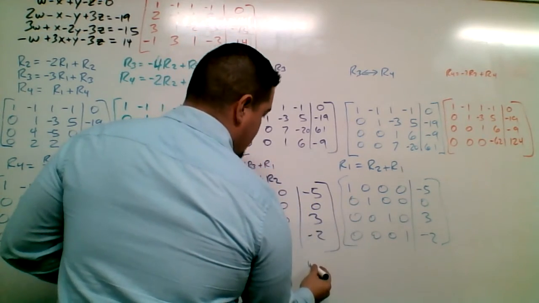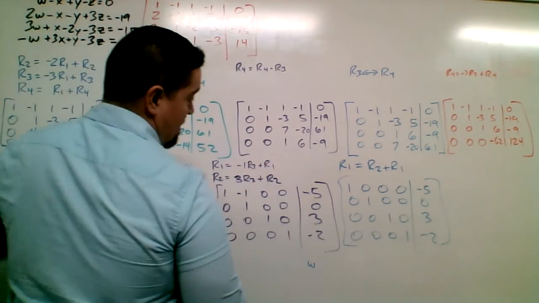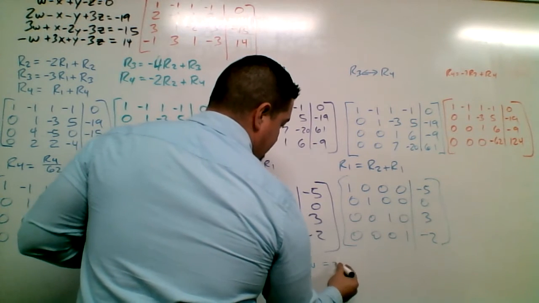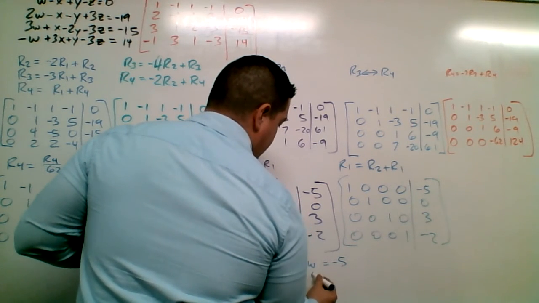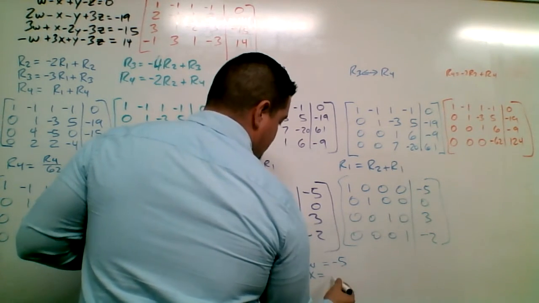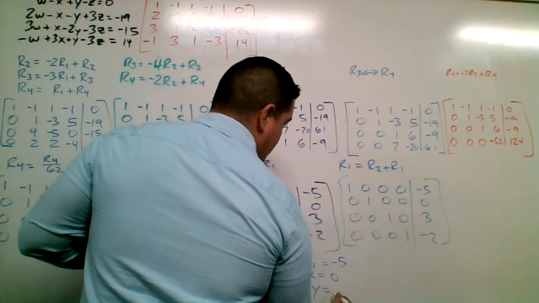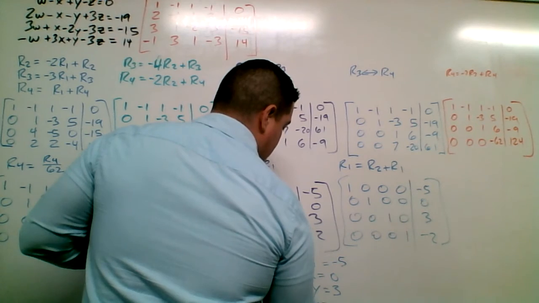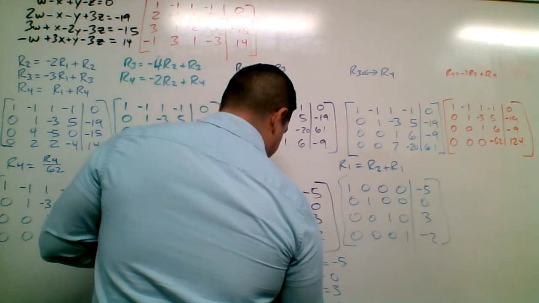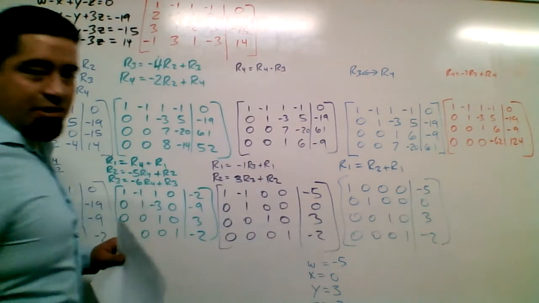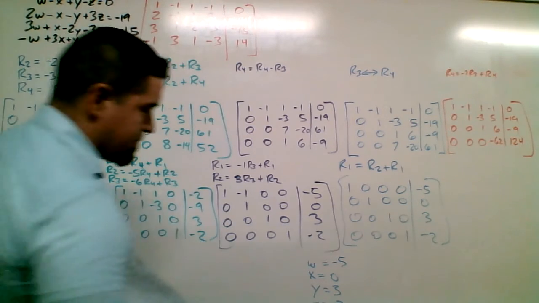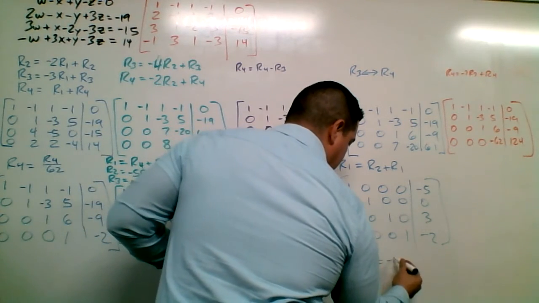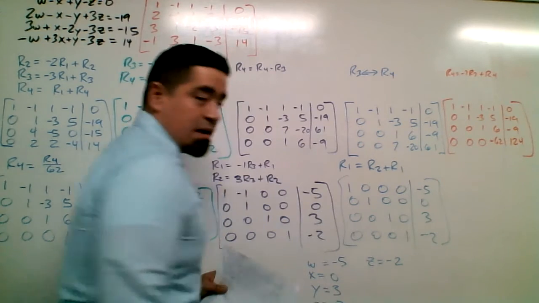W, which is the first variable, equals -5. X, the second variable, equals 0. Y, the third variable, equals 3. And then Z equals -2. And that solves this system. You can't see my Z there, but it is -2. And that solves the system.